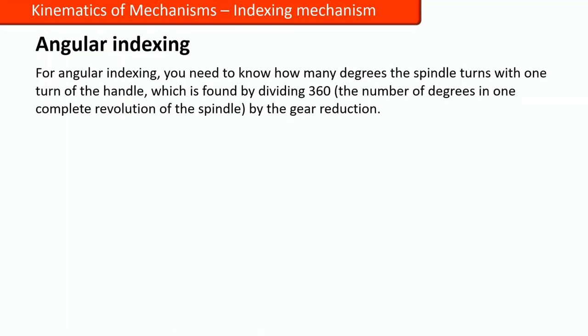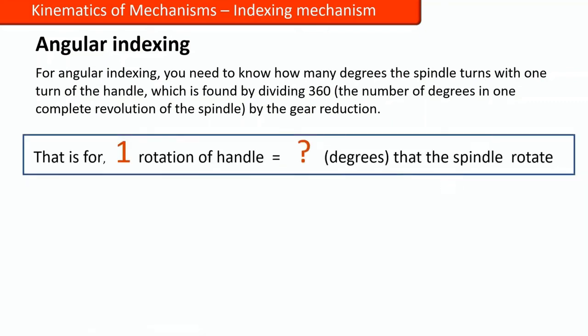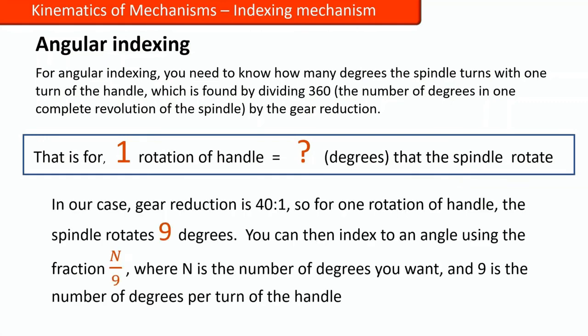In angular indexing, you first need to know how many degrees the spindle turns with one turn of the handle. That means if you turn one turn of the crank, how many degrees does the spindle rotate? One rotation of handle is equal to how many degrees of spindle rotation. In this case, as the gear reduction ratio is 40:1, by simple calculation, we can say that the spindle rotates 9 degrees when you rotate the handle once.